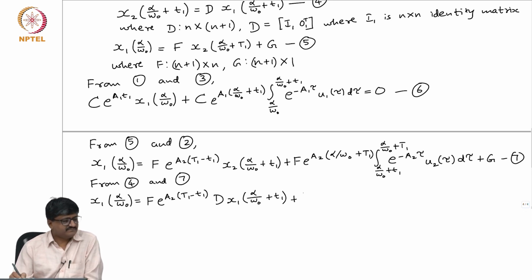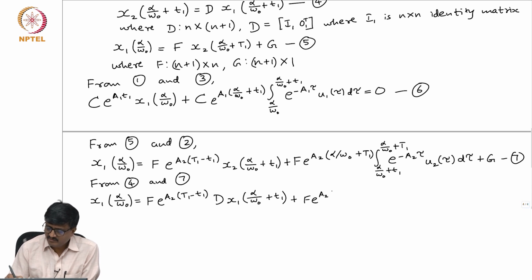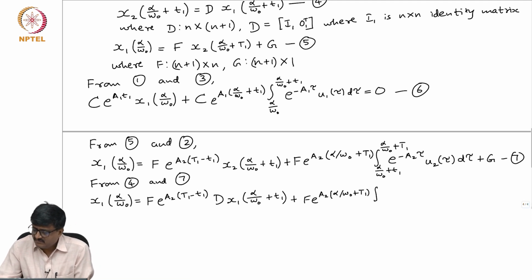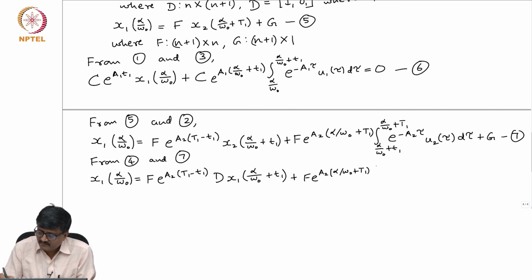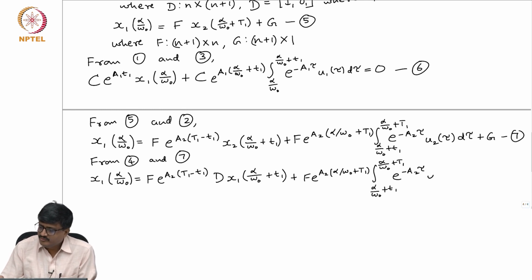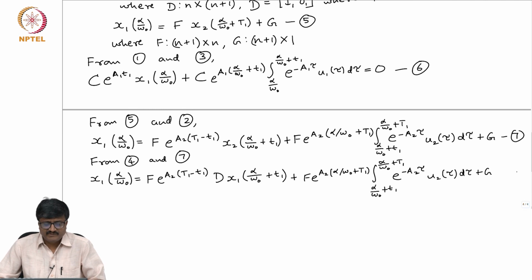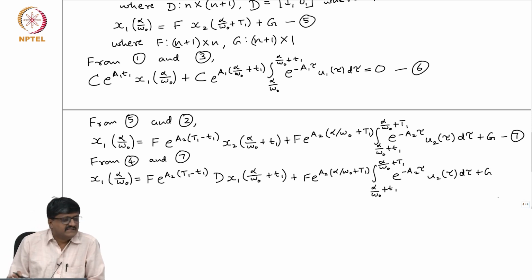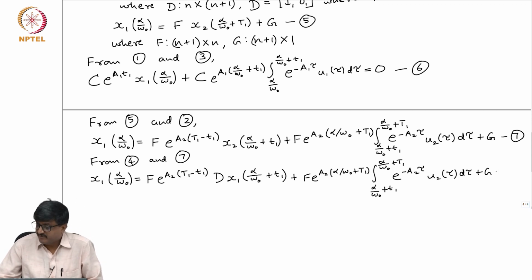Then plus F exponential A2 alpha by omega o plus t1 integral alpha by omega o plus t1 to alpha by omega o plus T1 exponential minus A2 tau U2 of tau d tau plus G. Okay, it appears I am doing too many manipulations, but I will explain why I am doing this once it becomes a bit clear. Okay, so let me give some number for this also. Equation number 8.